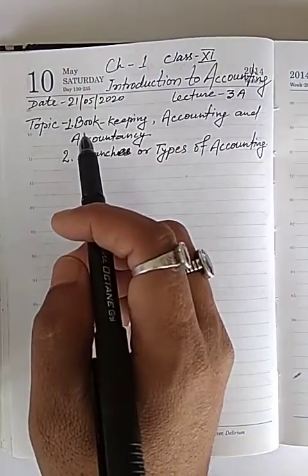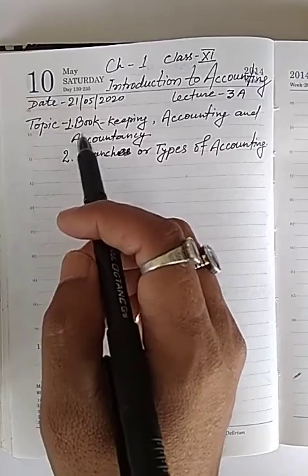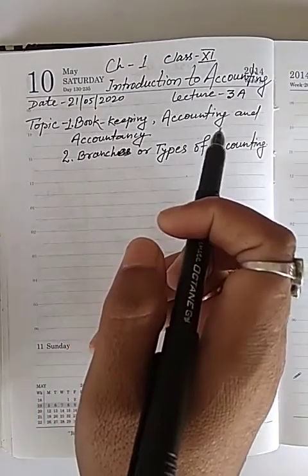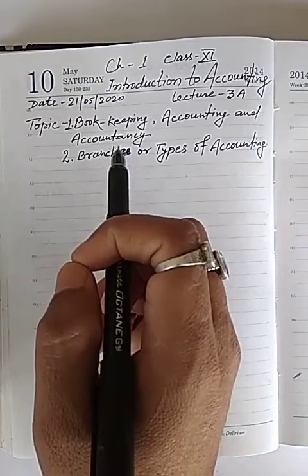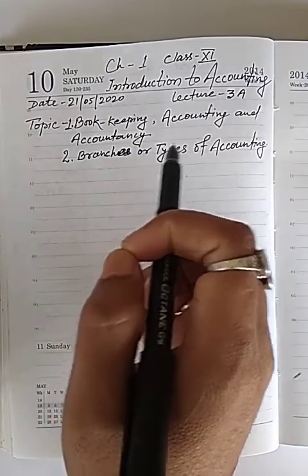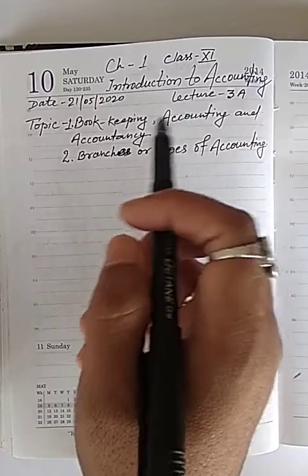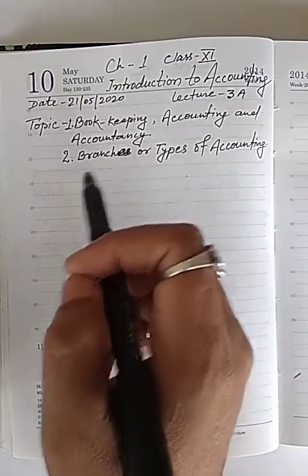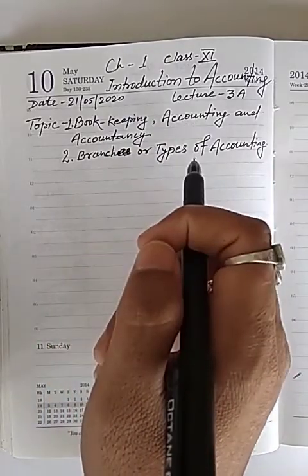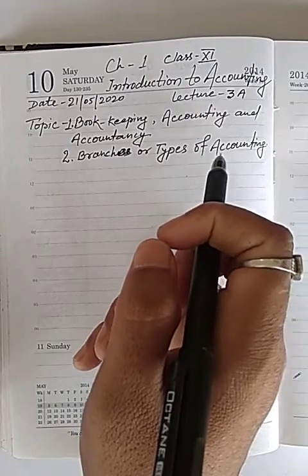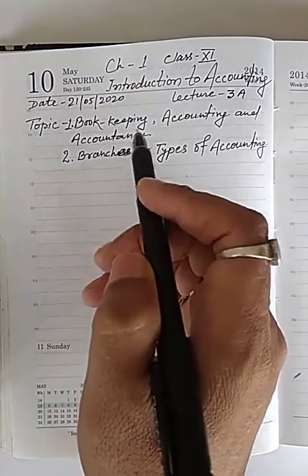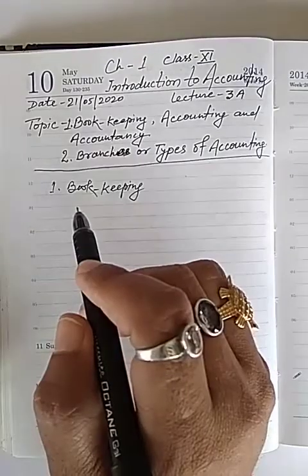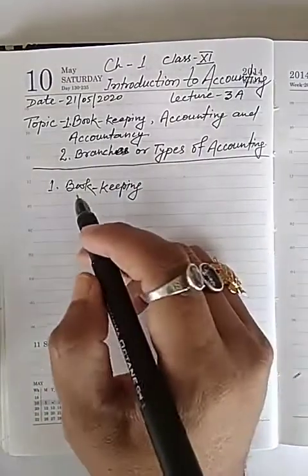The topic is first, bookkeeping, accounting and accountancy. We will know the difference among them and the branches or types of accounting. So let us see bookkeeping.